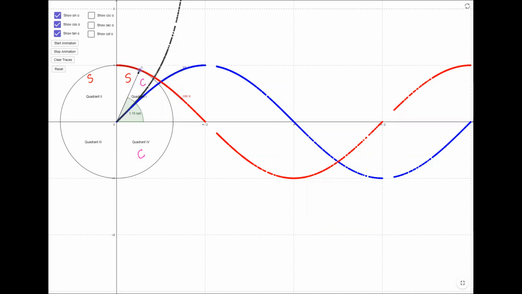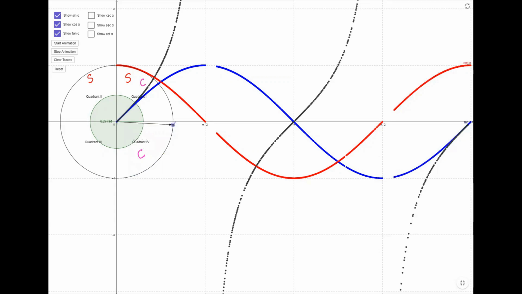From 0 to 90, all the tan values are positive. 90 to 180, tan values are negative. Then when you see 180 to 270, the tan values are again positive. And then 270 to 360, you will see that tan values are again negative. There you go. So if we take the quadrants, tan values in the third quadrant are positive and also in the first quadrant.